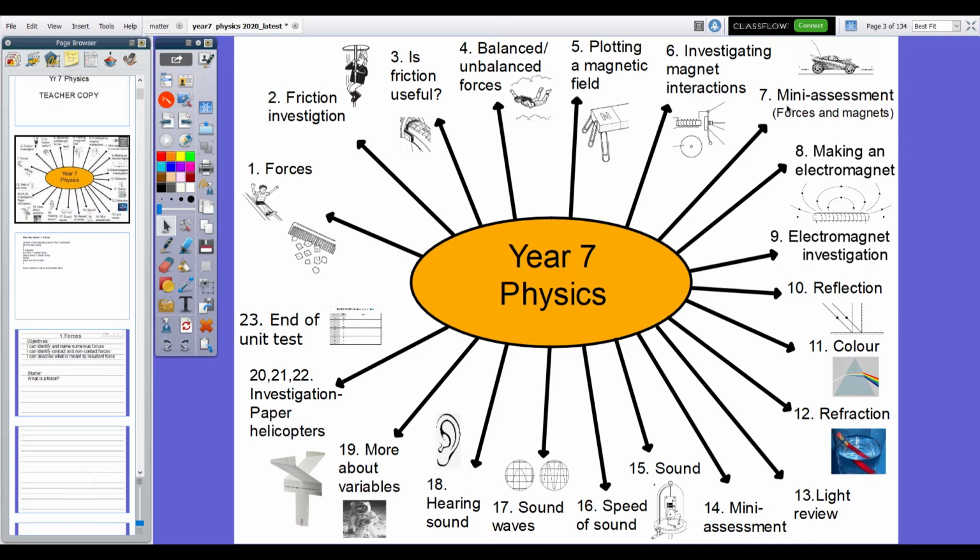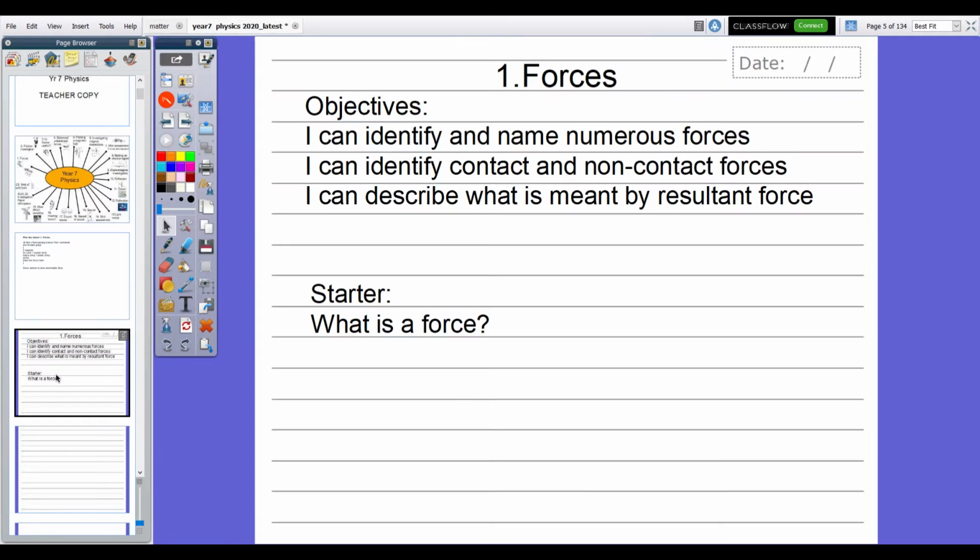But really, this video and this series of videos is just to help people who've missed lessons catch up if they've been absent for a lesson. So I'll go through and explain what we did in the lesson, so you can at least keep your booklet up to date. So let's start off with the first lesson, forces.